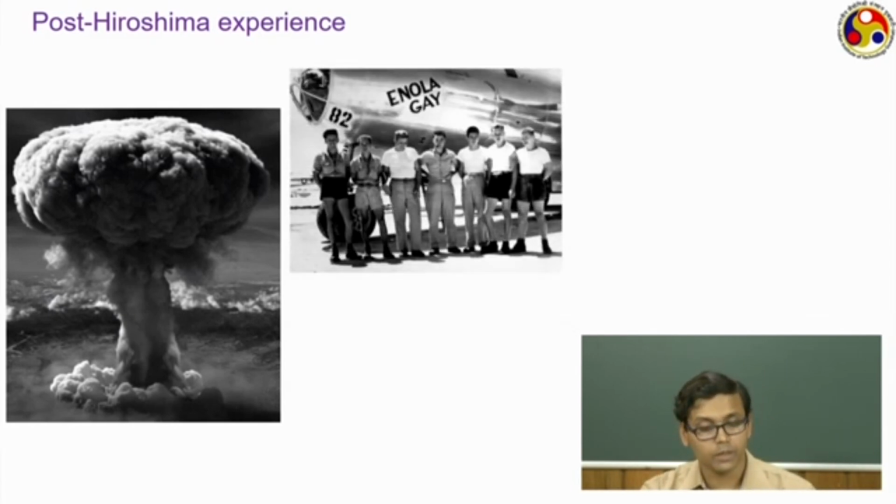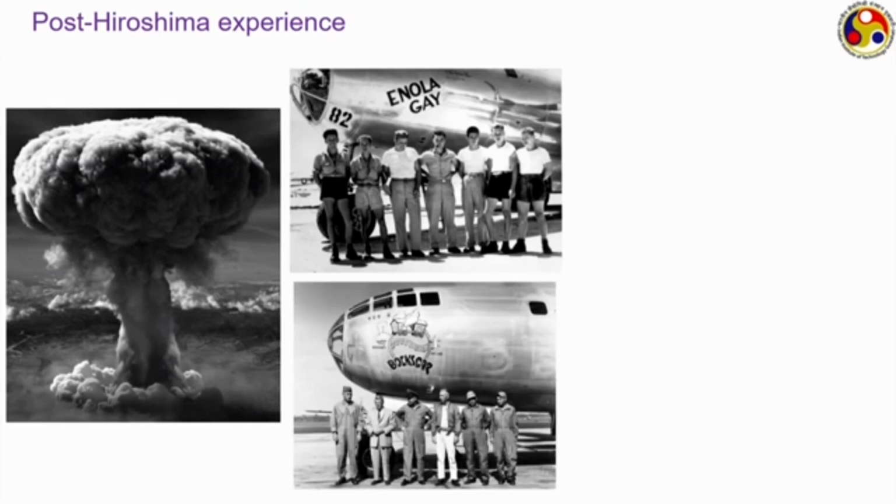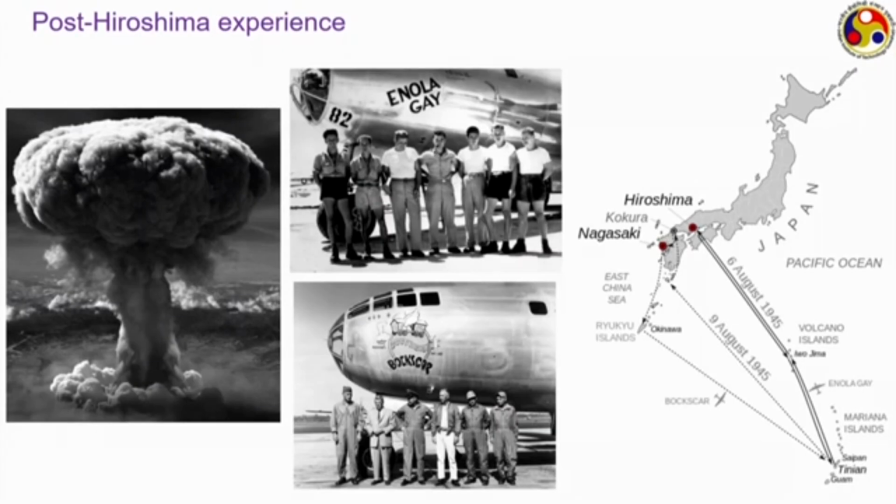This Enola Gay is the name of the aircraft which carried that Little Boy and dropped it on Hiroshima. This was a picture with their crew members, and Boxcar was the aircraft which carried the next one, that is a plutonium bomb towards Nagasaki on the 9th of August. You probably have seen these images also. This is the route map that was followed, that is they started from this transient location at Guam, and from there this Enola Gay traveled via this particular path on the 6th of August, and the target was Hiroshima.